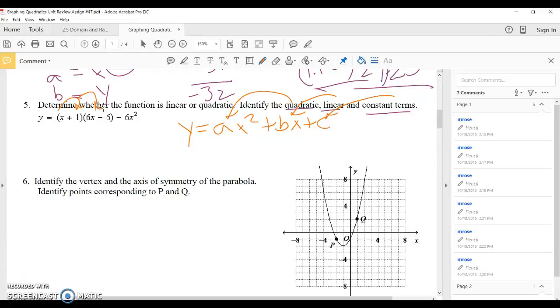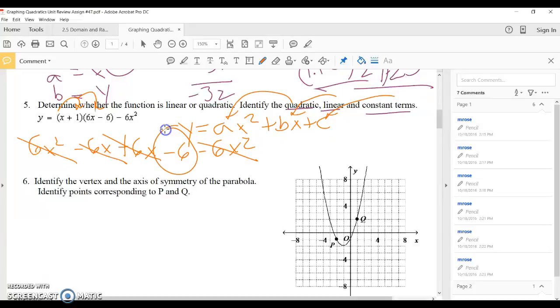So let's distribute. This should be 6x squared minus 6x plus 6x minus 6 minus 6x squared. Let's see what cancels. Bye-bye. Bye-bye. I'm left with negative 6. So my function is y equals negative 6. Well, that makes it really easy. My quadratic term is 0. My linear term is 0. My constant term is negative 6. Whenever you don't have a term, you automatically make it 0.